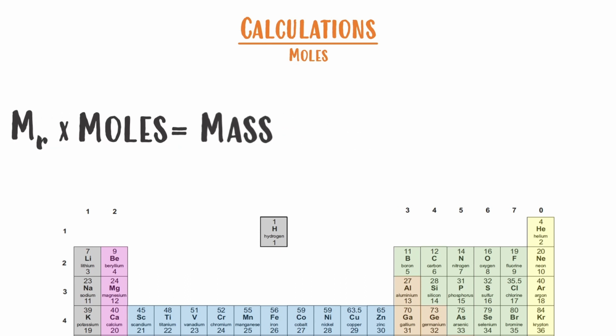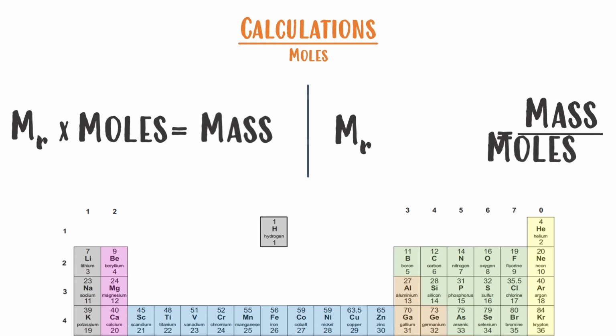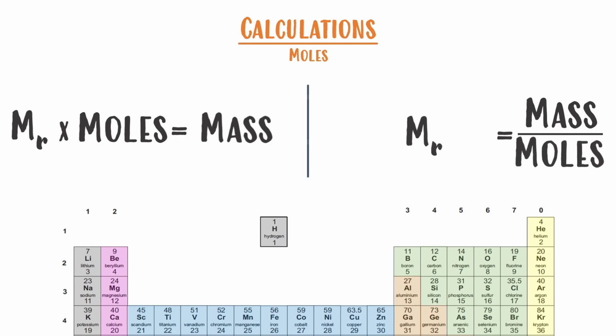Now, whilst you're almost never asked to do this, you can make MR the subject of this formula too. And again, we're going to first do that by moving MR to the other side, and then moving moles to the right-hand side by doing the inverse. In this case, division. Here's your possible two other formulas. And as I said, you're almost never asked to work out MR using these formulas because you have access to the periodic table.